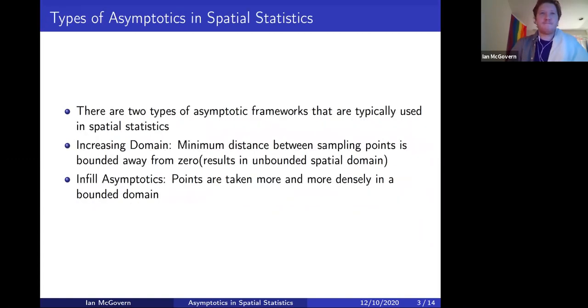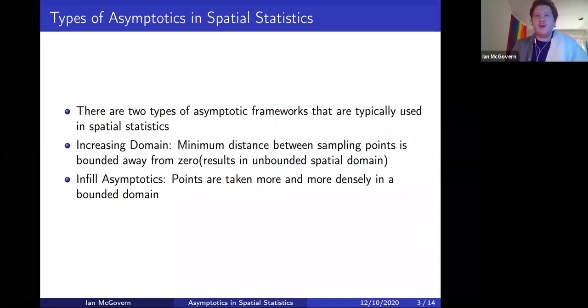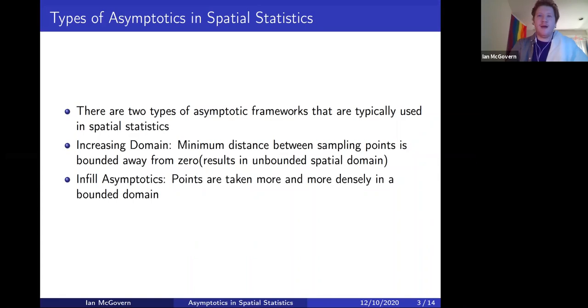Next slide, please. Okay, so I primarily focused on a paper explaining two sorts of asymptotic frameworks used in spatial statistics. One of them is what you'd call increasing domain. That means the minimum distance between sampling points is bounded away from 0. If you imagine the number of points going to infinity, that would mean you'd have to have an unbounded spatial domain, since if there's a minimum distance and you put enough points, they have to go somewhere, right?